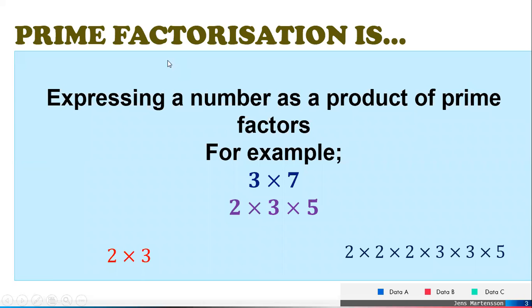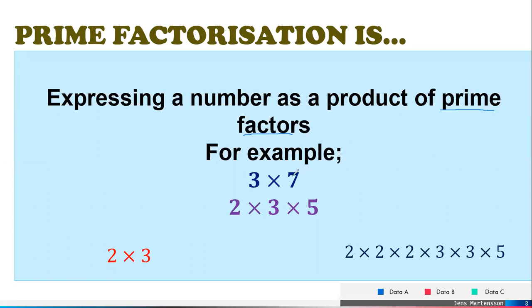So if you look at what prime factorization is, it is a way of expressing a number as a product of the prime factors. Prime factors are numbers which have only two factors, one and itself. For example, 3 here is a prime factor because it has two factors, one and itself.